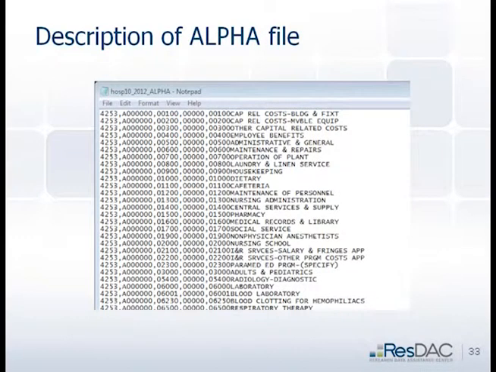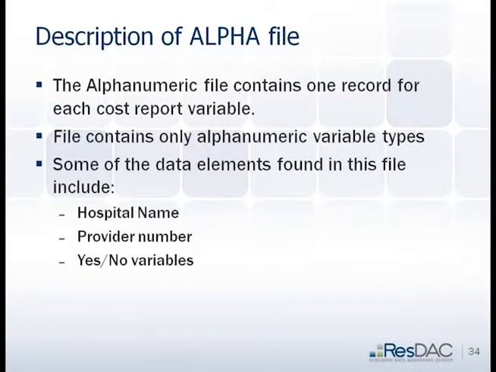Let's take a look at the alpha file. What does that look like? Not very much in here as far as columns go. Report record number. Then we have the worksheet codes. We'll talk more about what comes next, the line and column numbers, and then it looks like a bunch of text. So there's 1, 2, 3, 4, 5 columns in the alpha file. And each record in the alpha file is a cost report variable. So it's not a cost report, it's a cost report variable.